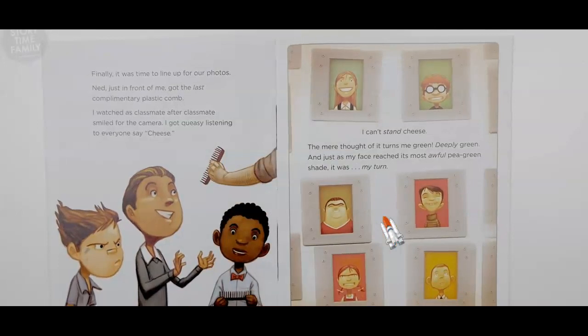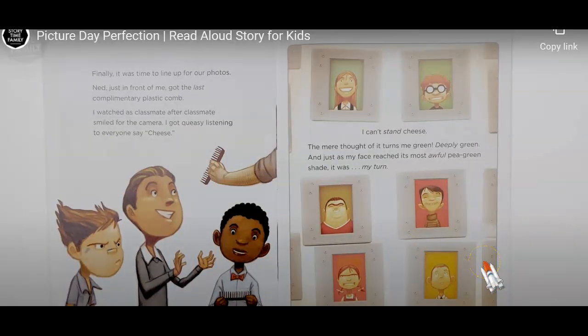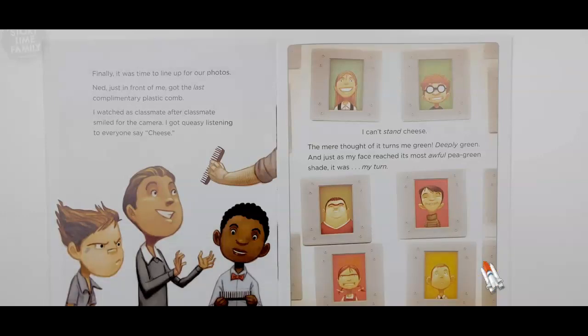Finally, it was time to line up for our photos. Ned, just in front of me, got the last complimentary plastic cone. I watched as classmate after classmate smiled for the camera. I got queasy listening to everyone say cheese. I can't stand cheese. The mere thought of it turns me green, deeply green. And just as my face reached its most awful pea green shade, it was my turn.